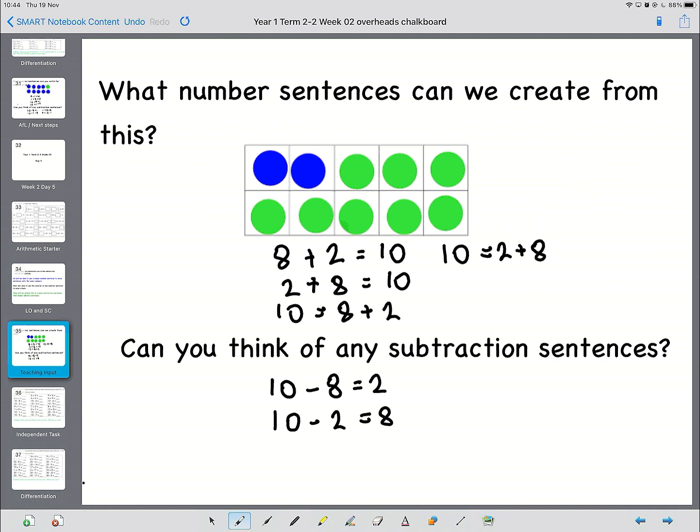And then the next two are simply turning the sums around. So we would have 10 minus 8, and that equals 2. It may be easier to write it like that. And then we've also got, start with the 8 green, we've got 10 altogether, and we take away 2, which is the blue. And those are all the possible number sentences you can make using that grid.